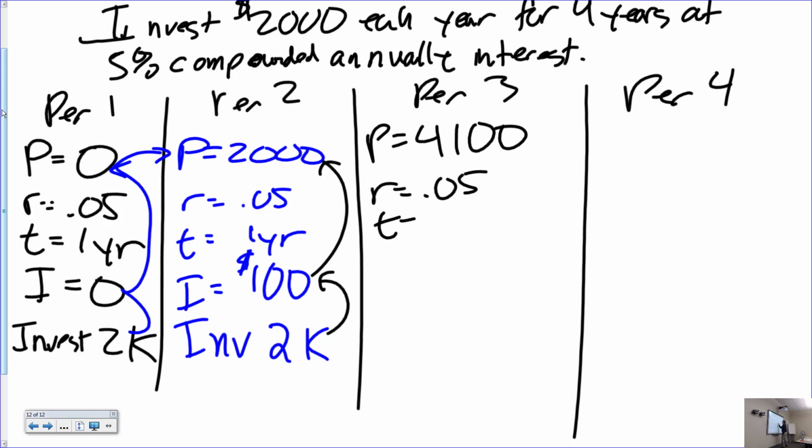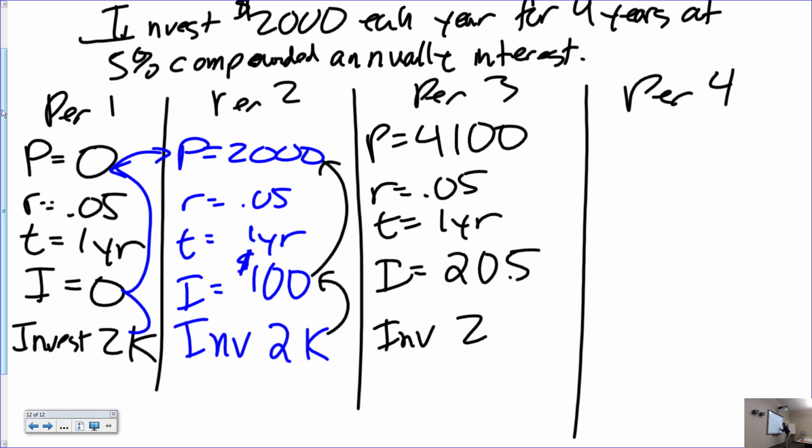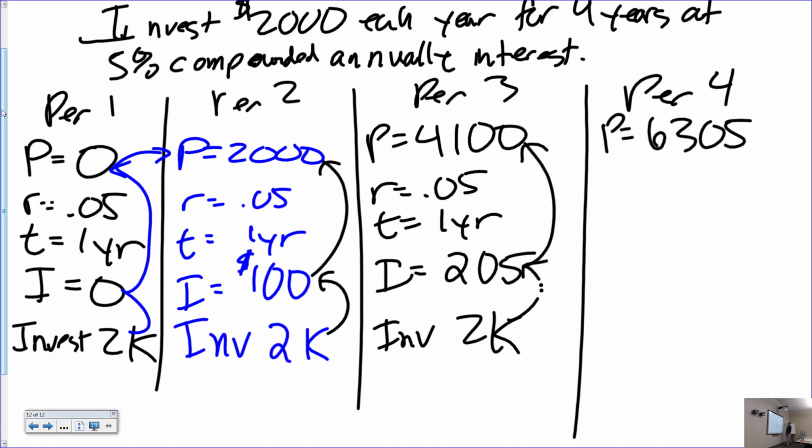So the rate's 0.05, the time is a year. How much interest do we earn in the third period? $205. $200 from the two $2,000 investments, and $5 from the $100 of interest earning interest. And what do we do at the end of the third period? Add 2,000 to the 4,100 and the 205. That's right. Add all the numbers. What was that? $6,305.